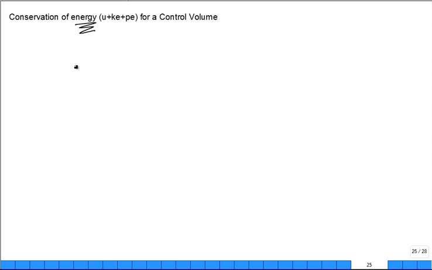All right? And so think about what I had. We have some integral over the control volume of rho (u plus ke plus pe) dV. What is that? That's how much energy is in the control volume in the form of internal, kinetic, potential energy. Three macroscopic forms of energy. Often ke and pe are nil, right?